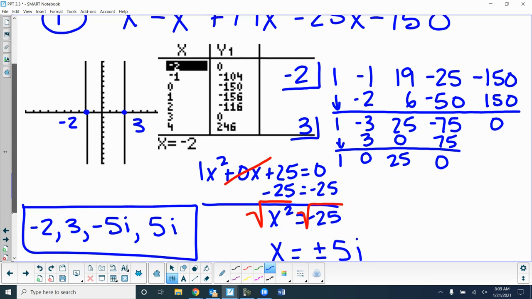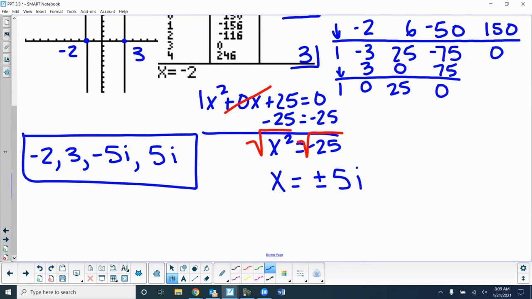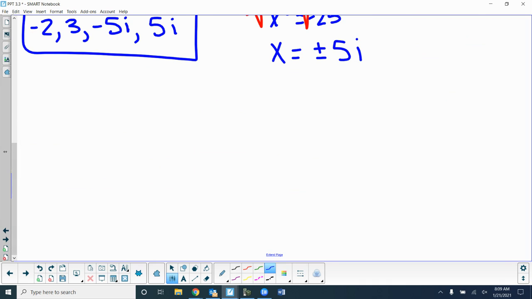Okay? Again, if you want to use the quadratic formula, you can. I'll write it down for you again. You guys should know this though. Let's do it this way. Negative b plus or minus.